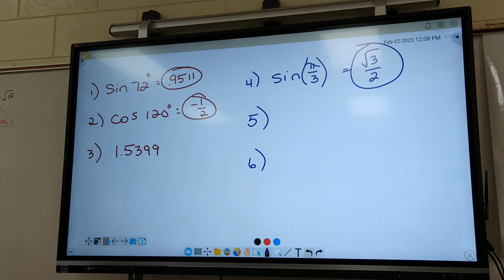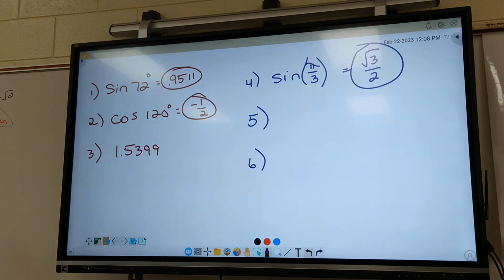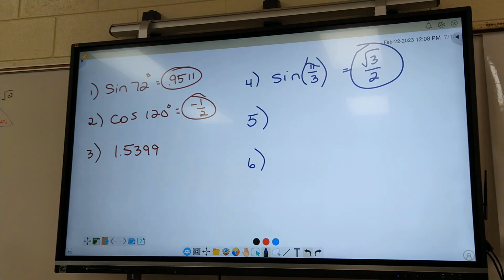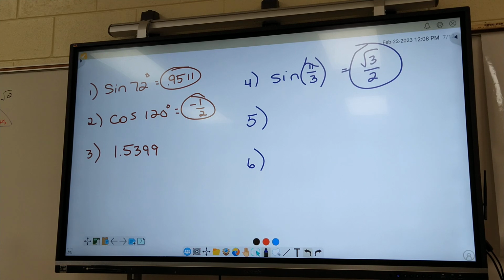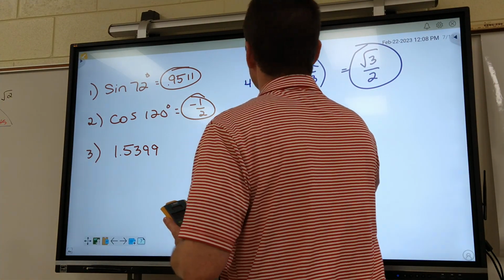Question on number 4. Okay, so y'all should be good on 5 and 6. Leave your calculator in radian mode. Type them straight in. Cosine of 4 pi over 3. All right, Maggie, what you got on 5? I got negative 1/2. Everybody good?